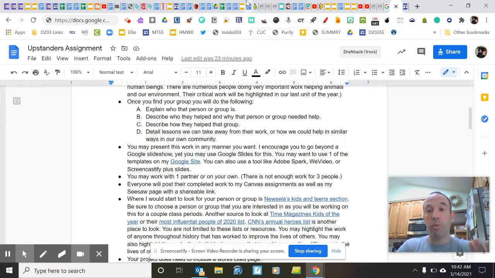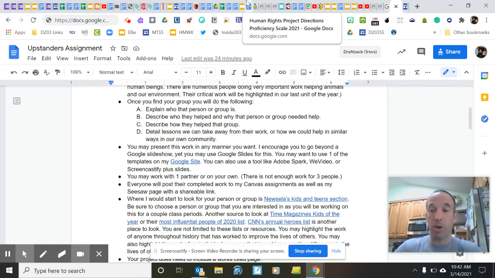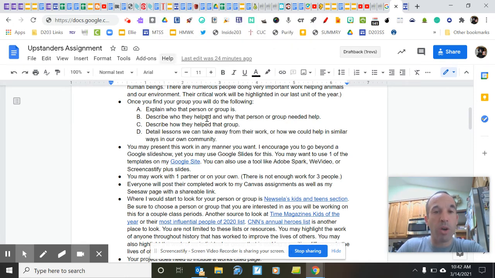Now, for this slight difference between your human rights project and this, you can work with one other partner or on your own. I don't believe there's enough work for three people, so you can't really justify that. So you can work with just yourself or with one other person. Everyone needs to complete and turn in the assignment. So if you choose to work with a partner, both you and your partner are going to turn this in on both my Canvas assignments and my Seesaw. Just like with your human rights violation project, we will look at what you created on Seesaw on the day it's due.